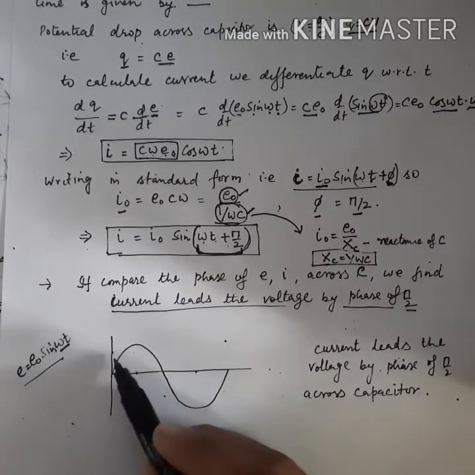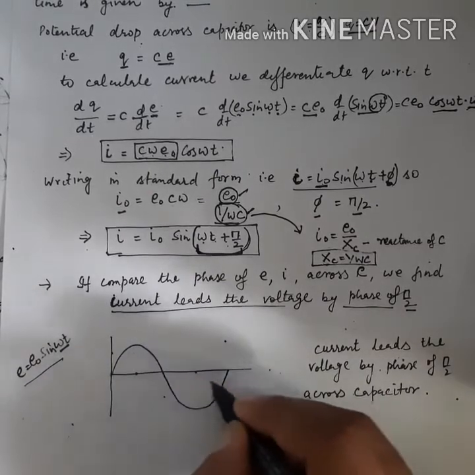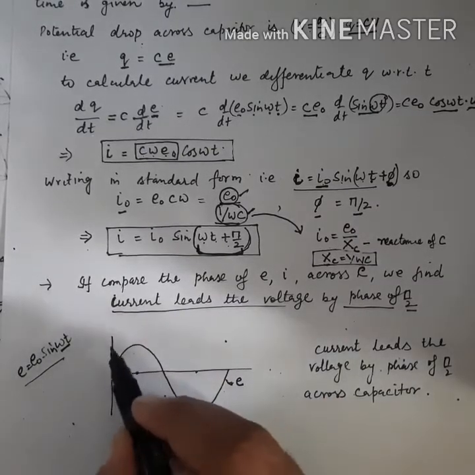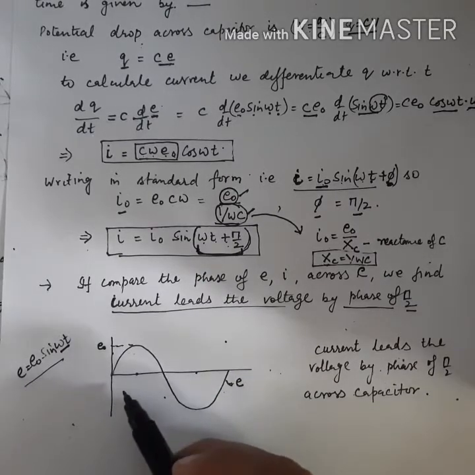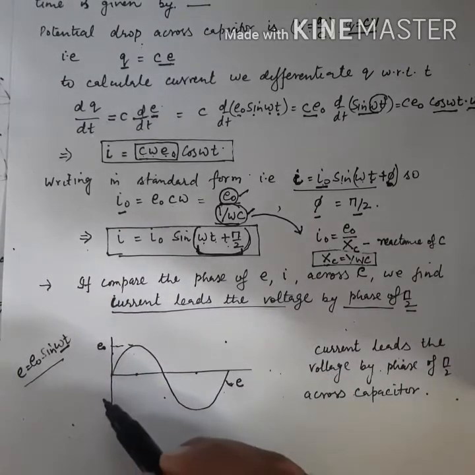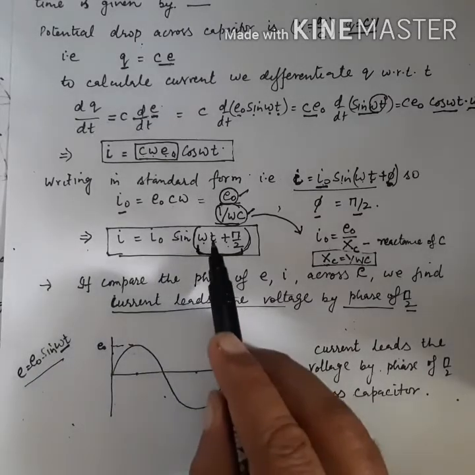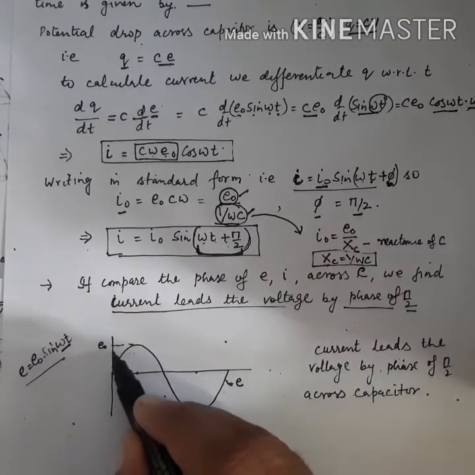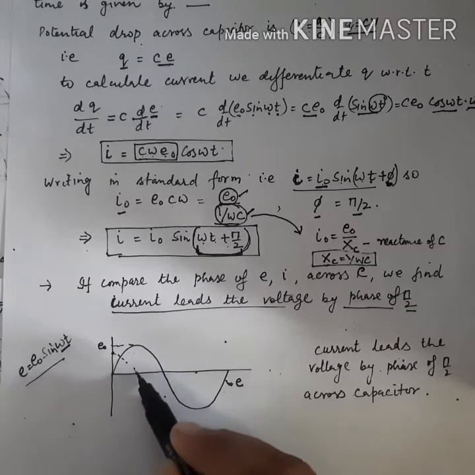So if I draw, this is your voltage equation and the voltage graph E, and this is your peak value of the voltage. Now if I want to draw the current equation, here current leads. So when the time was 0, your voltage was 0, but when the time was 0 in the case of current, the current is not 0, it is maximum. So I write here it is maximum. So if I draw, the graph will be like this one.